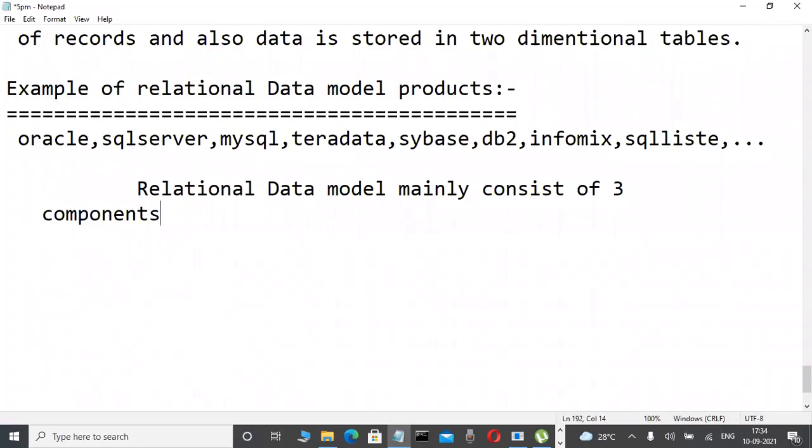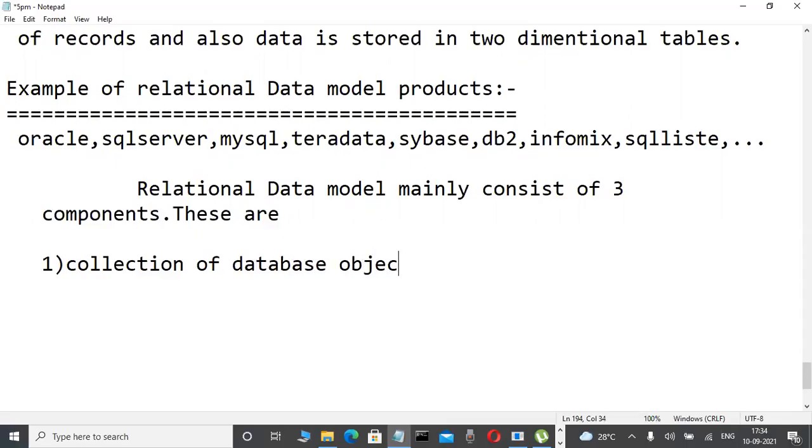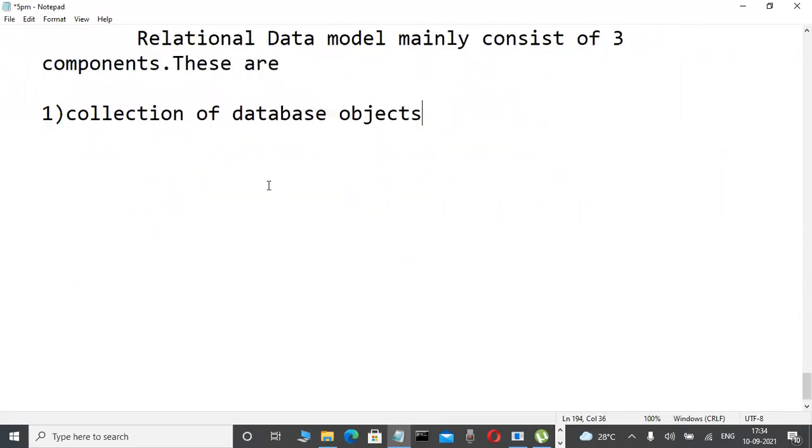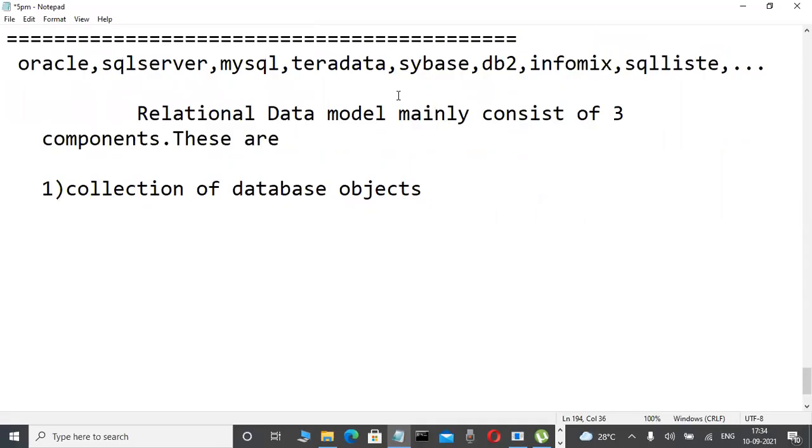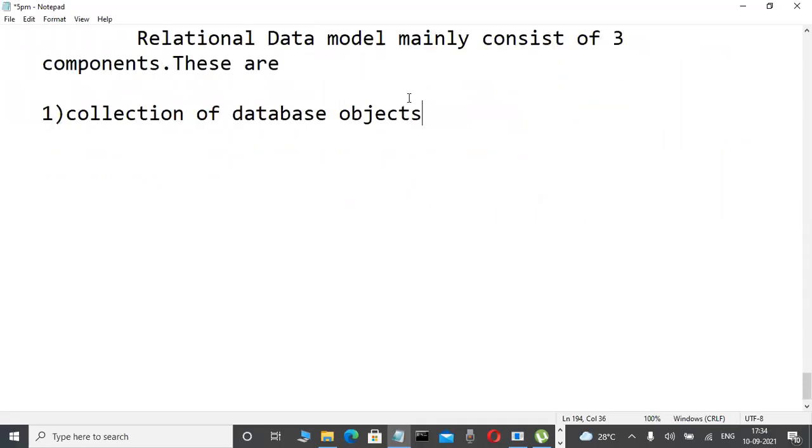Three components. These are, first one, write it, collection of database objects. Relational data model mainly consists of three components. These are, first one, collection of database objects. And now here, check it out.